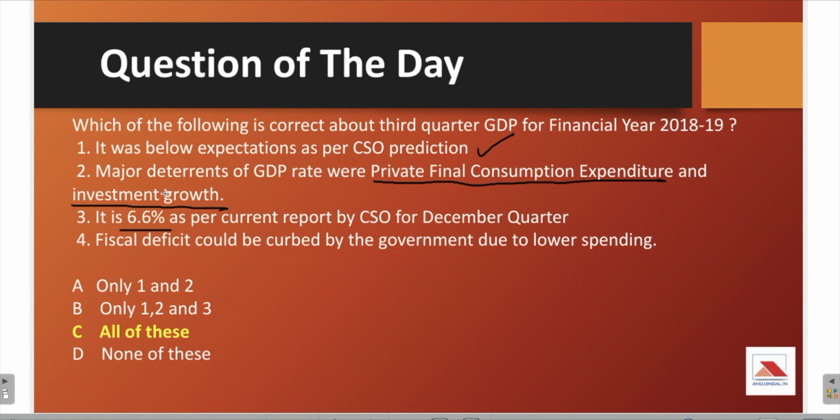And the fiscal deficit could be curbed by government spending. Yes, the government, since the elections are coming, is keen on high investment growth, and thereby the rise in nominal GDP is something which can help the government to curb the fiscal deficit. So I hope that you could understand all these points.